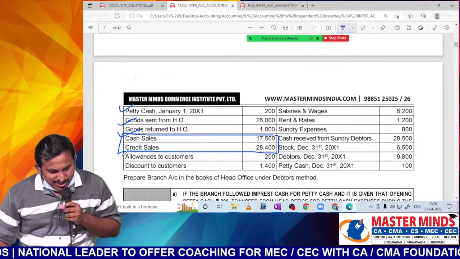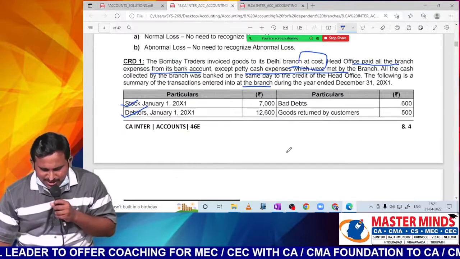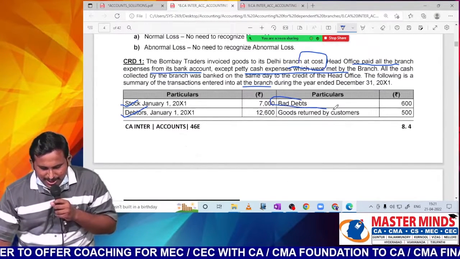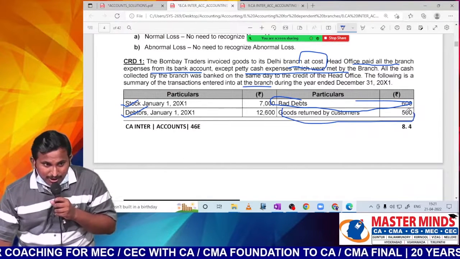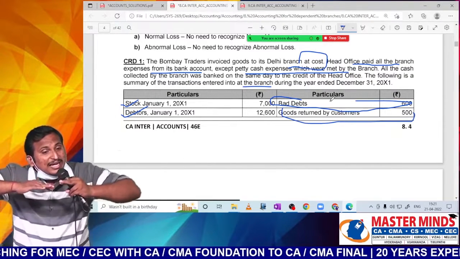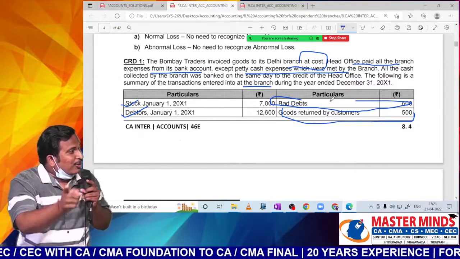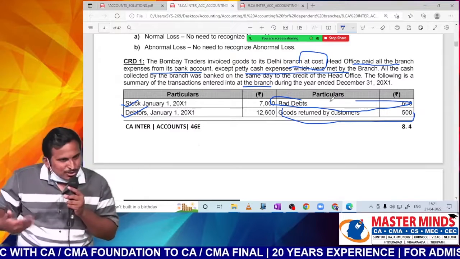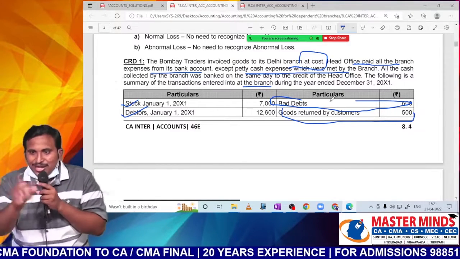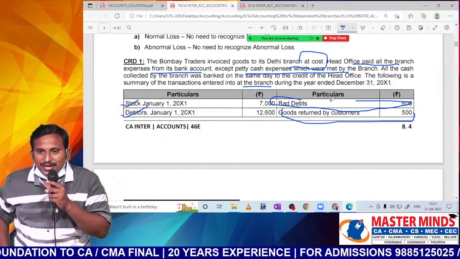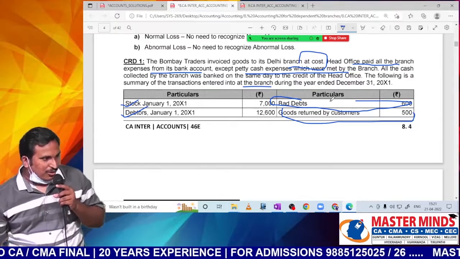Next, allowances to customers, discounts to customers, everything not between holding and subsidiary will not be recorded. Bad debts also not recorded. Goods returned by customers also not recorded. It should be between holding and subsidiary. Think one point, is it an additional capital or drawings? Because opening capital and closing capital are already over, it should be either an additional capital or a drawings. Then only we will consider it, then only we can get net profit. Now these will never contribute as additional capital or drawings.